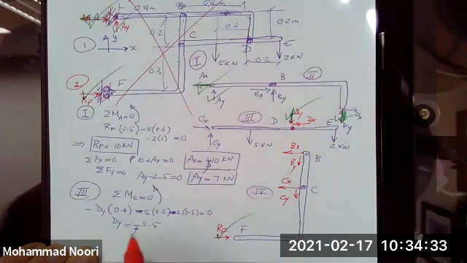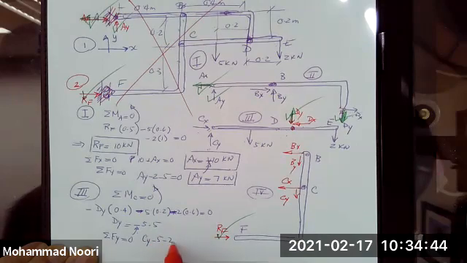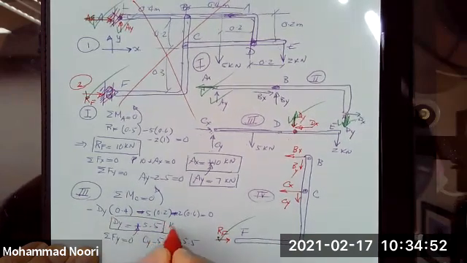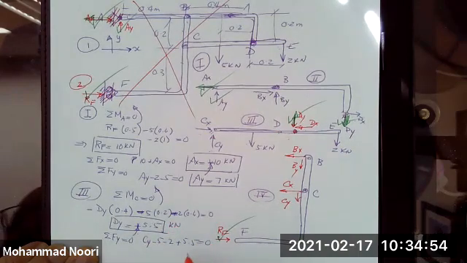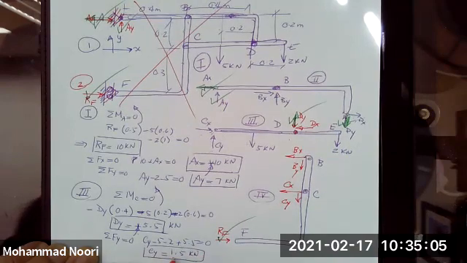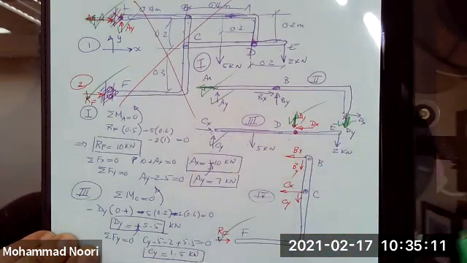Now, let's go to summation of forces along y is equal to 0. I have Cy minus 5 minus 2 plus 5.5, okay, equal to 0. And that will give me Cy comes out to be 1.5 kilonewton and comes out to be positive. So I found this one, okay?